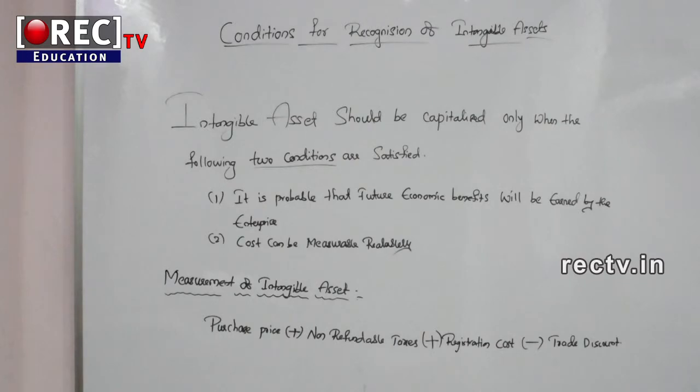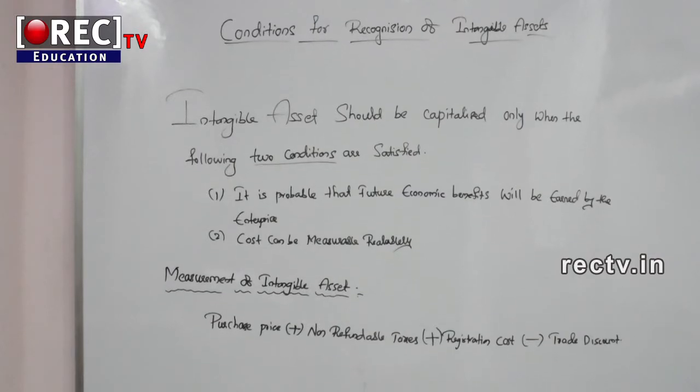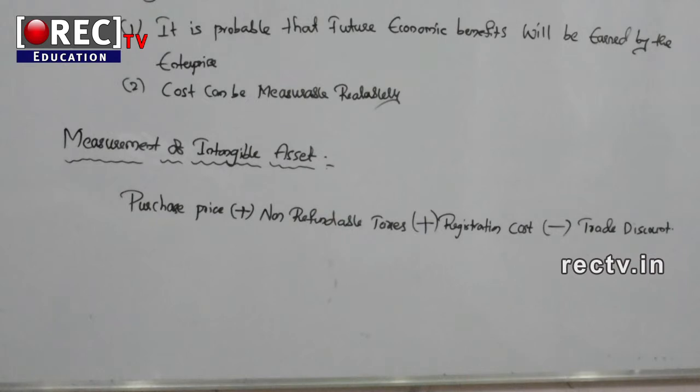So this is the second condition. This is very important. When you satisfy both the conditions, then you can recognize an intangible asset in the balance sheet. Now, measurement of intangible assets. An intangible asset should be initially recognized at cost. Here cost includes purchase price plus non-refundable taxes plus registration cost minus trade discount. If an intangible asset is obtained from the government, then it should be recorded at the concessional rate at which it is obtained. If it is obtained free of cost, it shall be recorded at nominal value.